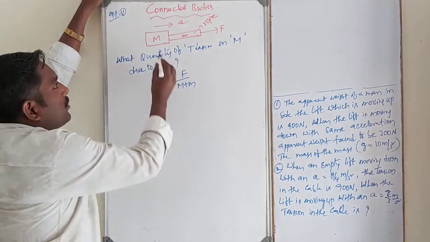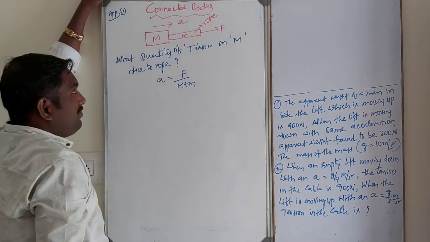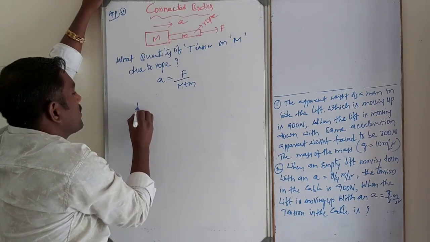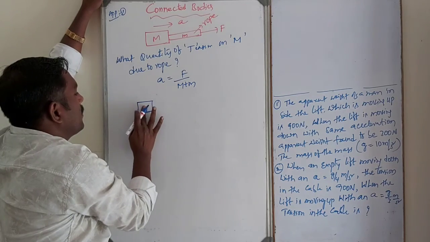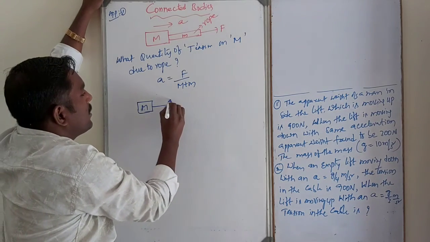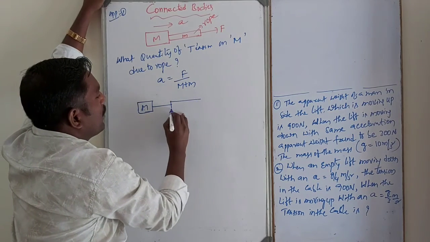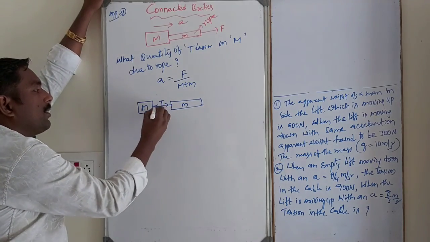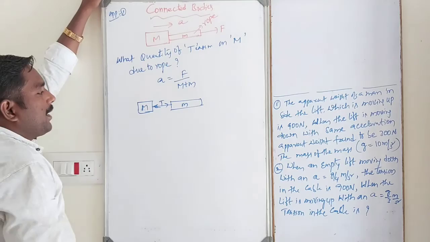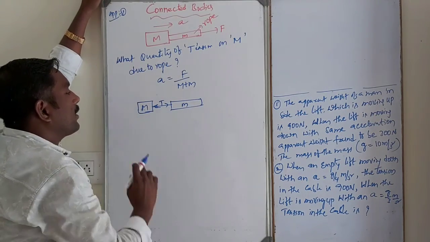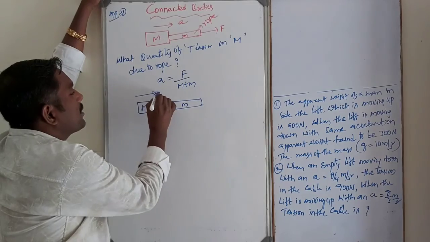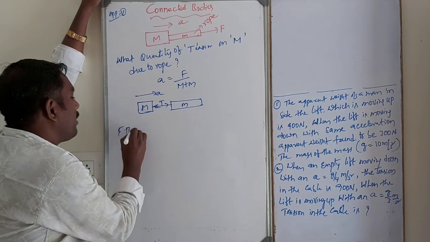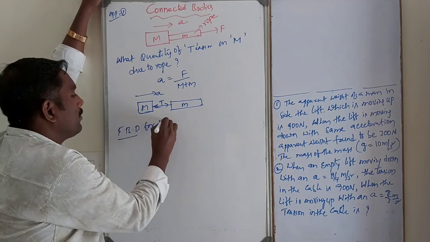So this is a connected body. For our convenience, we split the body into two parts like this. This is the capital M, this is the rope, the rope of mass m. This is the tension. So find the tension. What quantity of tension is acting on capital M? This is the acceleration of the system.